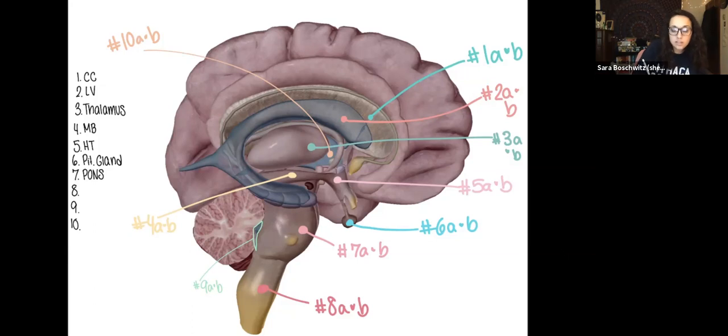Right, number 8. It's going to be the medulla. So, the medulla functions as a part of vital homeostatic mechanisms. It controls involuntary function of the heart, respiratory and digestive systems. So it has a big role in blood pressure regulation as well.